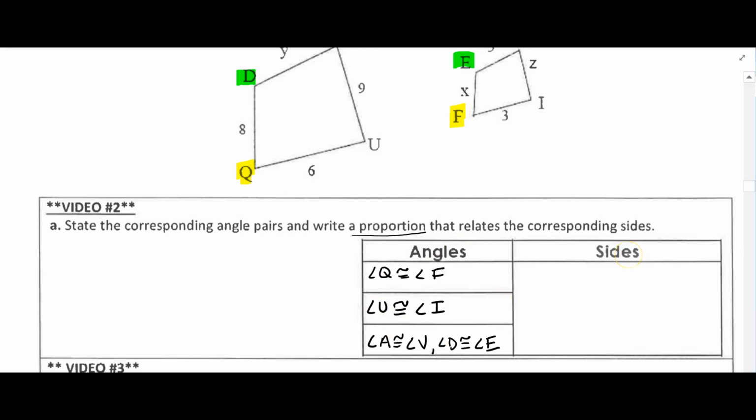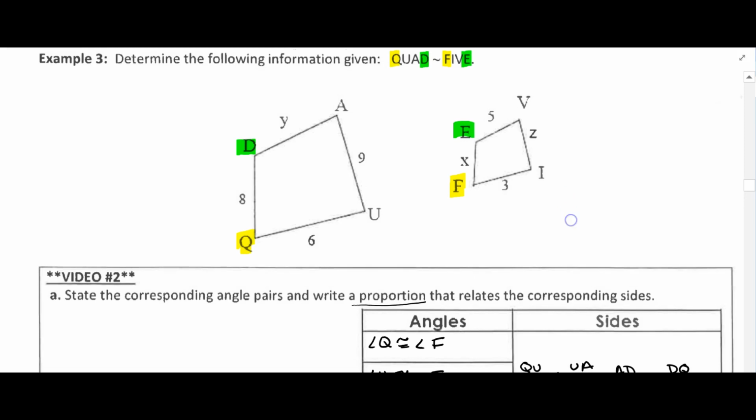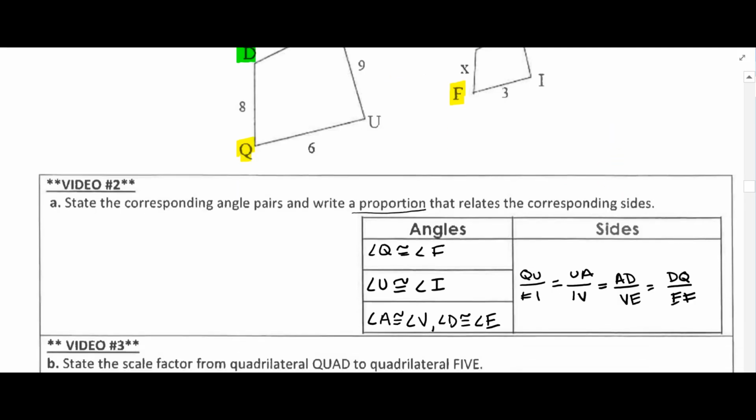Okay, now we're going to write our statement of proportionality. So we're going to match up the sides. So I've got QU is to FI, so those are the matching sides here, as UA is to IV, which equals AD to VE, and then our last one would be DQ to EF. Okay, that's our statement of proportionality. Now, since we were given the large figure first in the picture, and our similarity statement has the large figure first, we have the sides of the large quadrilateral in the numerator. We could have easily just switched everything as well.